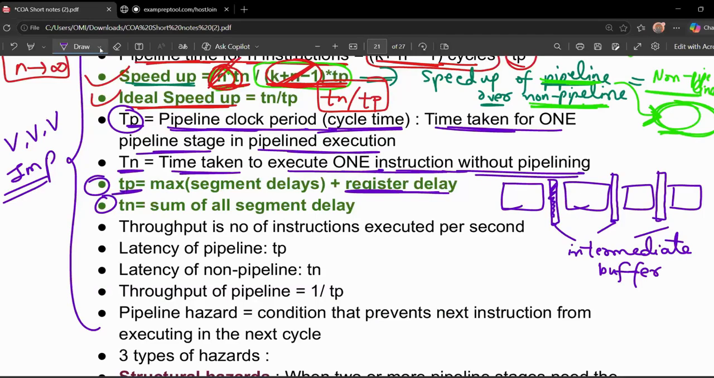So how to find the Tp if each stage has different delays? Let's say 5 nanosecond, then 3 nanosecond, 2 nanosecond, and 1 nanosecond, and each intermediate buffer will take 1 nanosecond. The Tp formula is the maximum of segment delay plus register delay. Register delay is 1 nanosecond, and the maximum of 5, 3, 2, 1 is 5. So in total it will take 6 nanosecond.